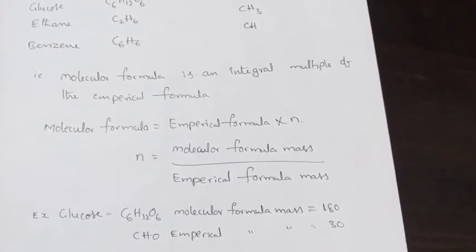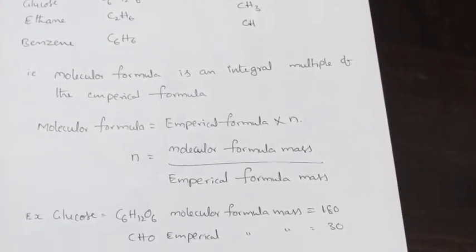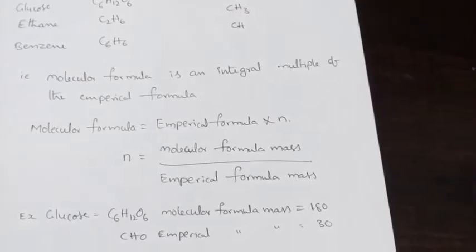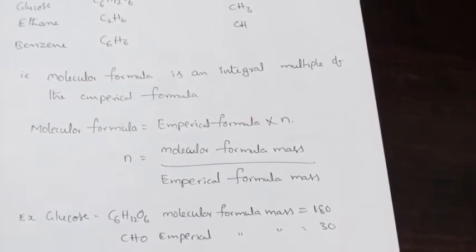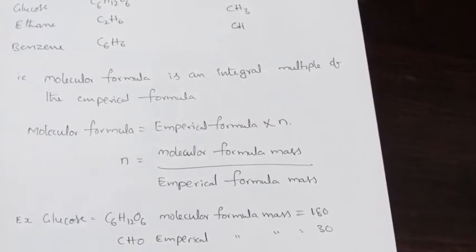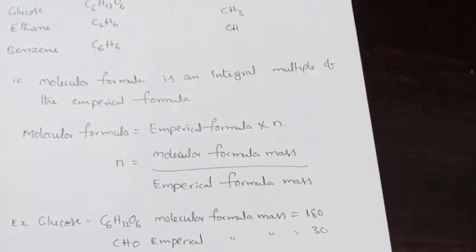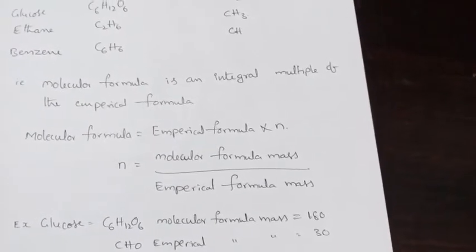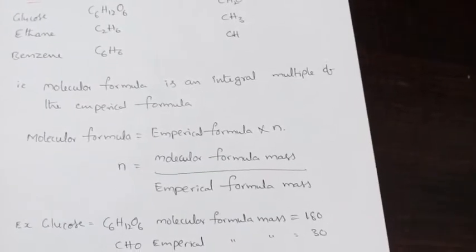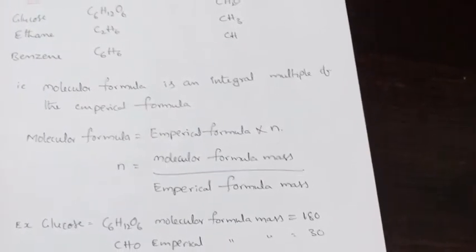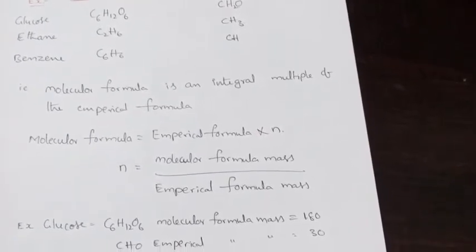To find the integer value n, n equals molecular formula mass, that is the molecular mass, divided by the empirical formula mass. So to find n, the formula is molecular mass by empirical formula mass. Then n times the empirical formula gives the molecular formula.